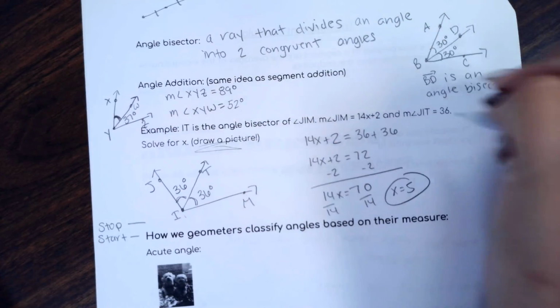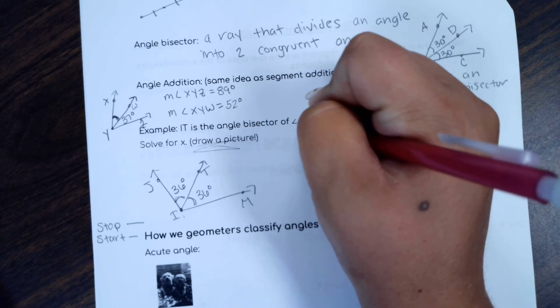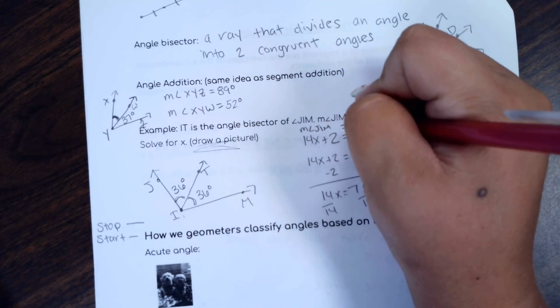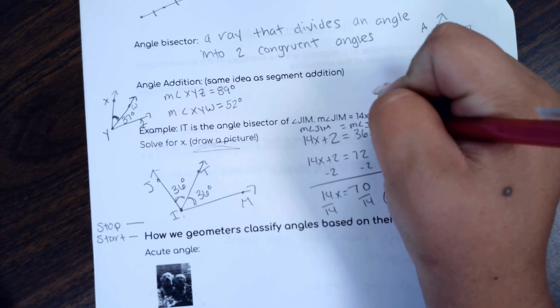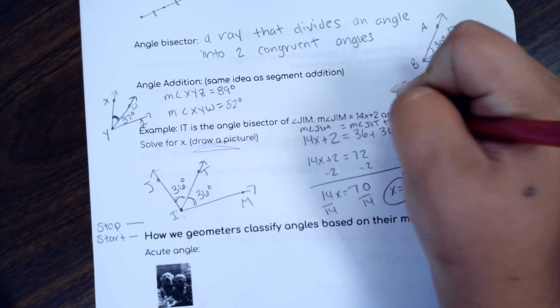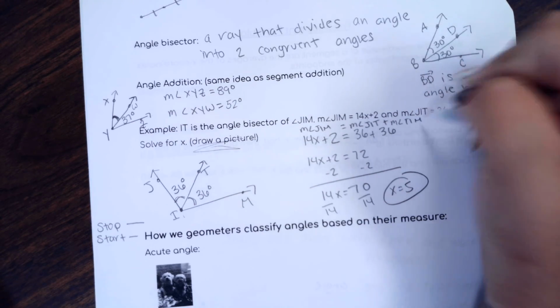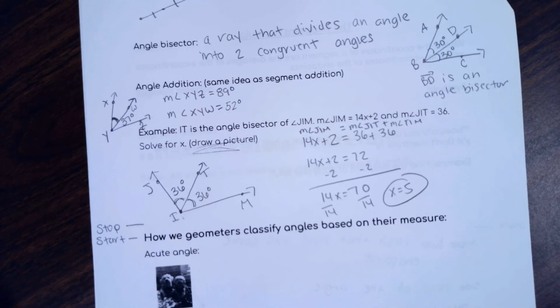So just so you have this for your notes, this is the measure of angle JIM equals the measure of angle JIT plus the measure of angle TIM. And then we plug in what we know.